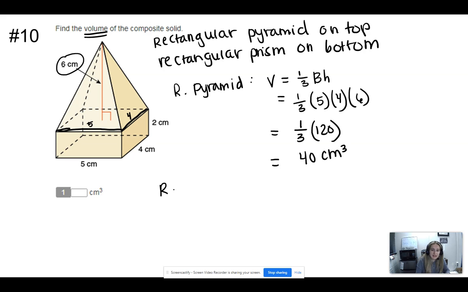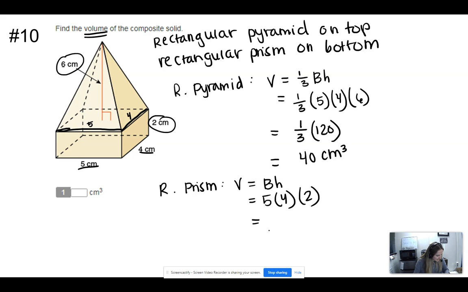Now let's find the volume of the rectangular prism. Remember, the volume of a rectangular prism equals the area of the base times height. The base is a rectangle, so it's length times width. So it's going to be 5 times 4. The height of the prism is 2, so we multiply by 2. And that gives me 40 centimeters cubed as well.